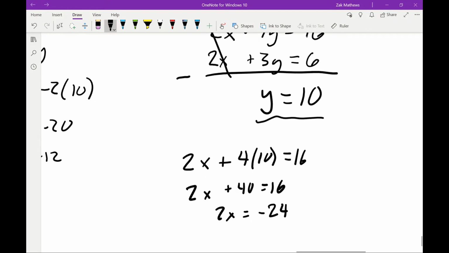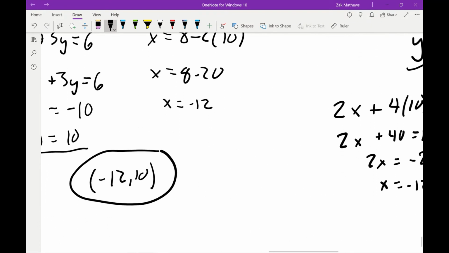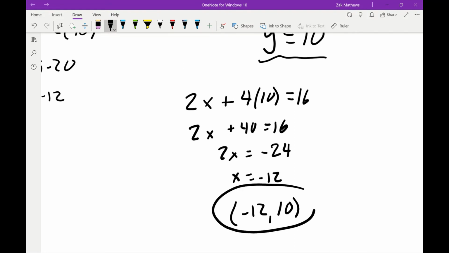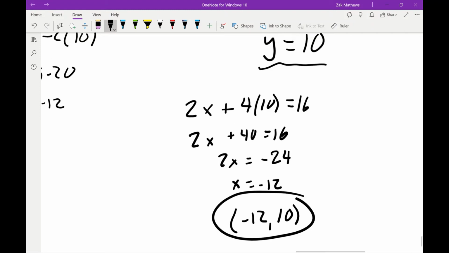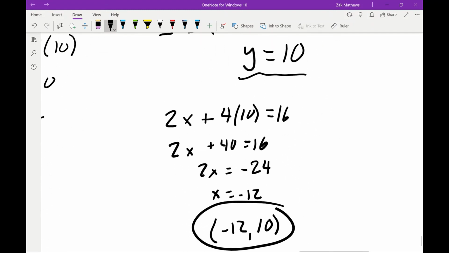And then I'm going to divide by the 2. And I get a negative 12. If we remember what we got just a second ago, we got a negative 12. We've ended up with the same solution set, negative 10, negative 12, 10. That is my solution. So this problem, I think, substitution was much, much faster.